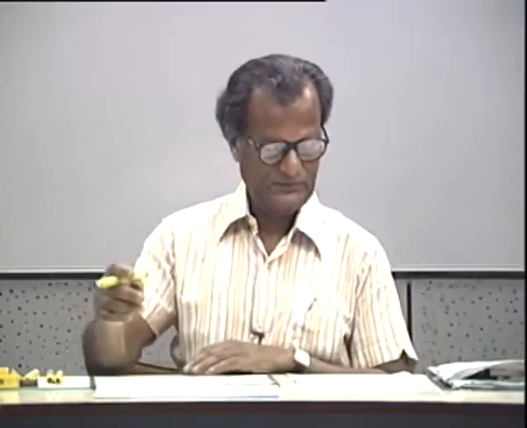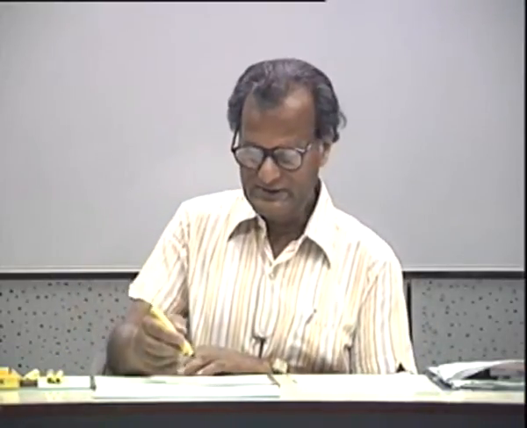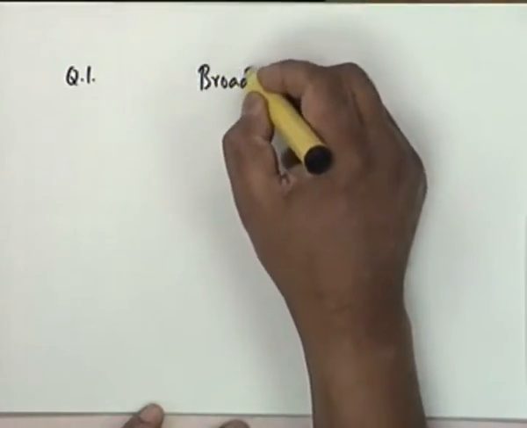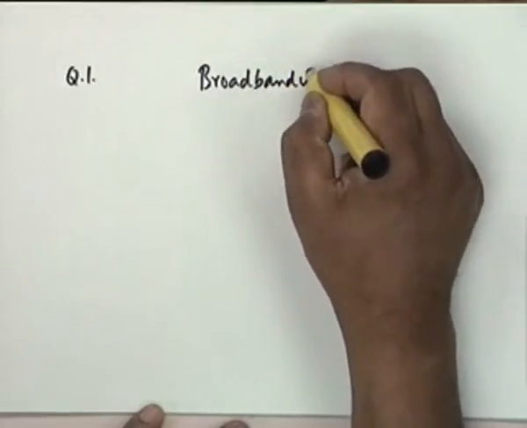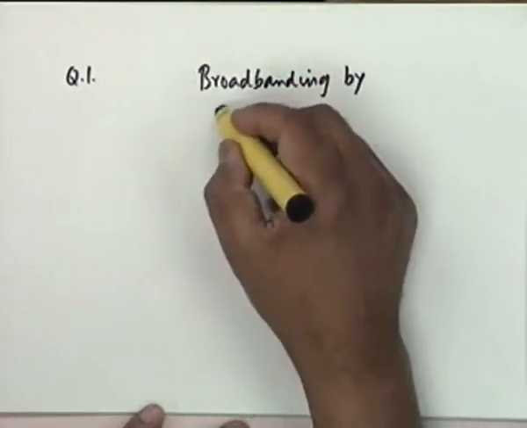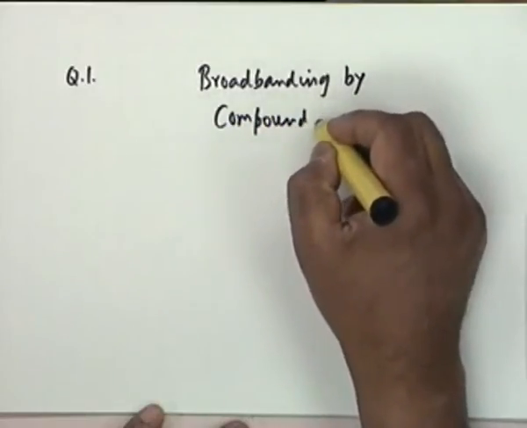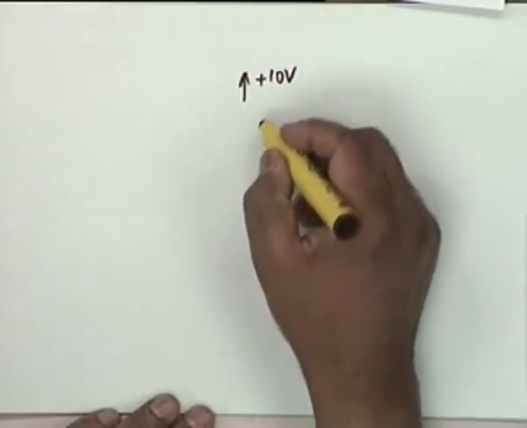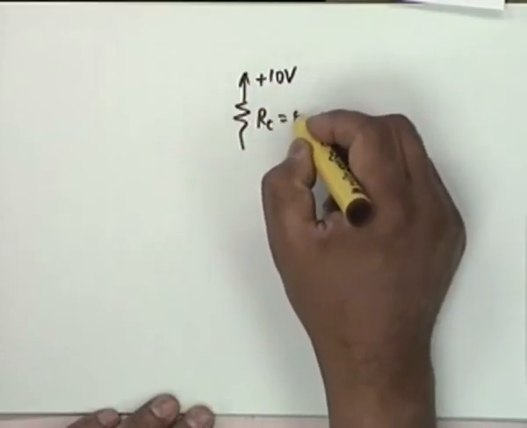Now in the rest of the time, we will work out 2 examples of broadbanding by compound devices. The first example is that of a cascode. This page is not sufficient, so let's draw it on a separate page. This circuit, draw with me, plus 10 volt, R sub C equal to 5K.